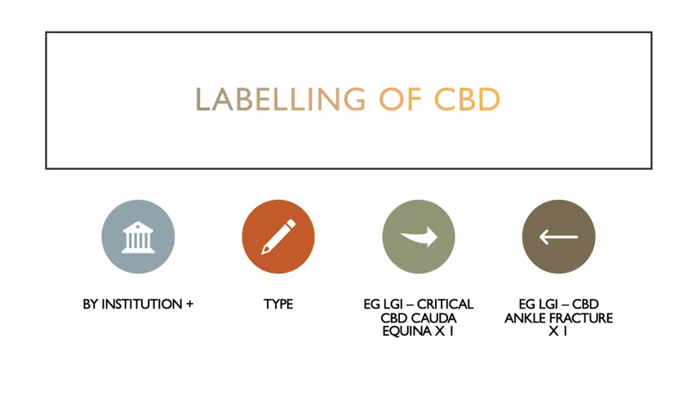The next is labeling of case-based discussions. They are labeled based on institution, type, name and number. Example, LGI, critical CBD, cauda equina times 1. For non-critical, it will be LGI, CBD, ankle fracture times 1.